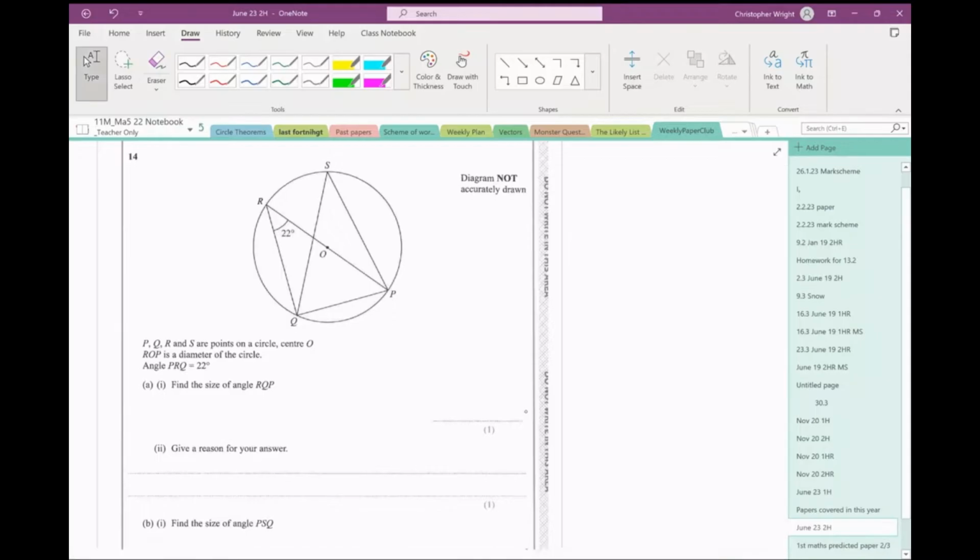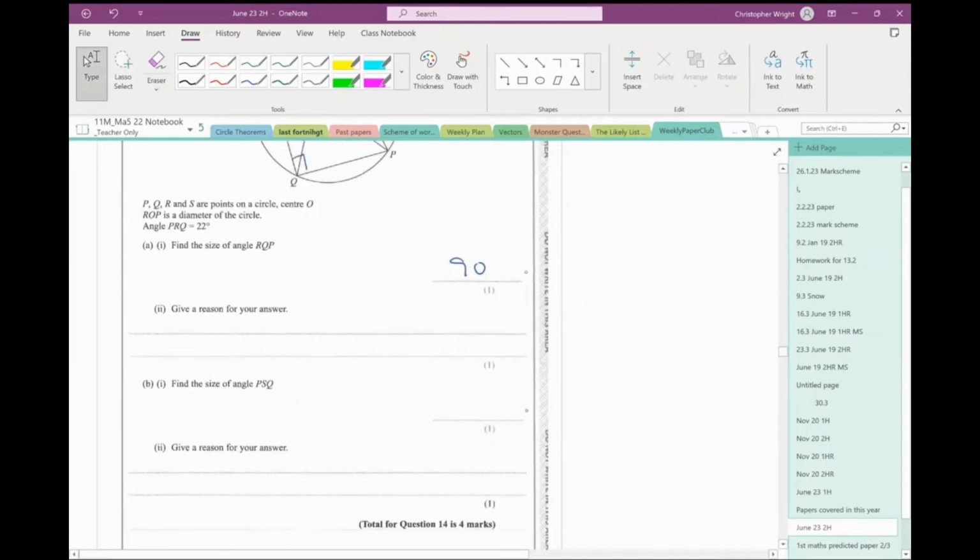Question 14. I've got a circle, some points on the circumference of the circle, the centre of the circle at O. Okay, and I've got an angle. Find the size of angle. Let's find out what this one is. RQP. It's here, RQP. Now, that's a diameter. So this is the angle in a semicircle. So that's 90. So the answer is that RQP is 90.